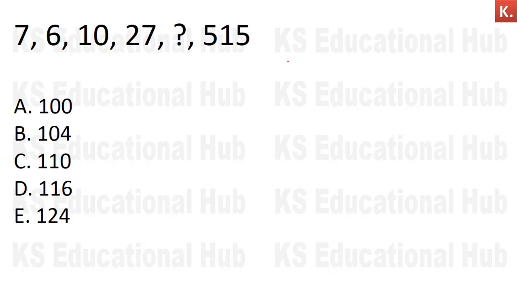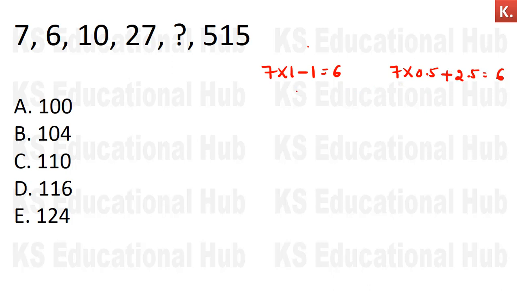To make 7 as 6, 7 into 1 is equal to 7, minus 1 is equal to 6. The other way is 7 into 0.5 is 3.5, and 3.5 plus 2.5 is equal to 6. This is the first one, this is the second one. You can try either way. Firstly, you can try this, and if it doesn't work, you can try the other.